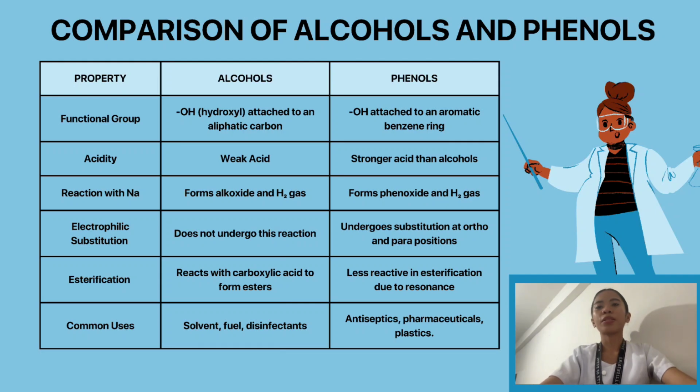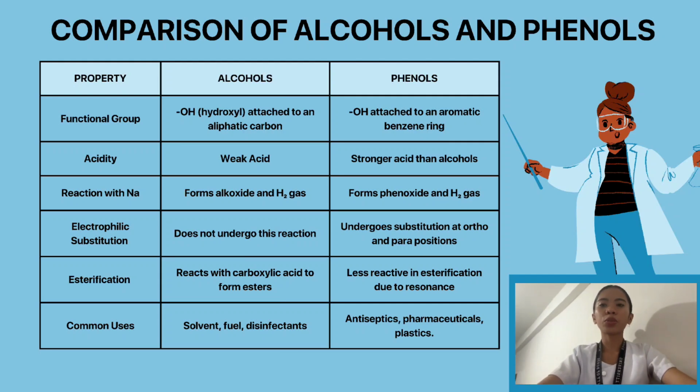Now that we understand the basic structures of alcohols and phenols, let's take a closer look at how they compare in terms of their chemical properties and reactions. So this table highlights the key differences between alcohols and phenols. First, in terms of functional groups, alcohols have their hydroxyl group attached to an aliphatic carbon, while phenols have it directly bonded to an aromatic benzene ring. These structural differences affect their acidity, as phenols are generally stronger acids than alcohols due to resonance stabilization.